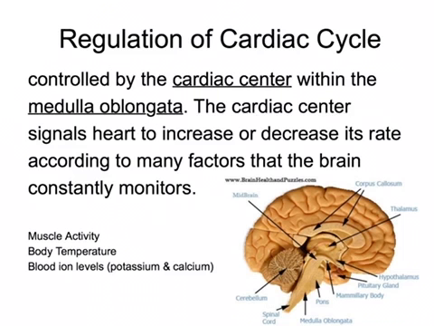Okay, so regulation of the cardiac cycle.